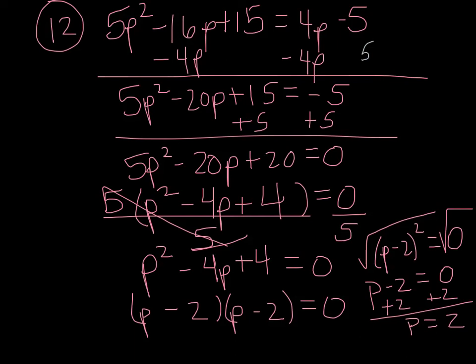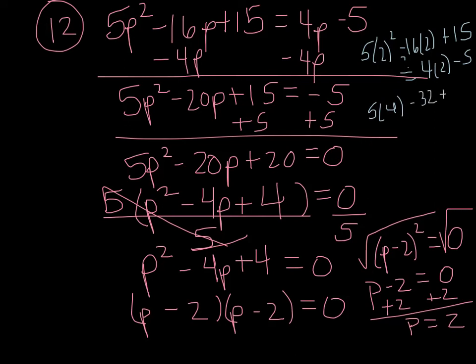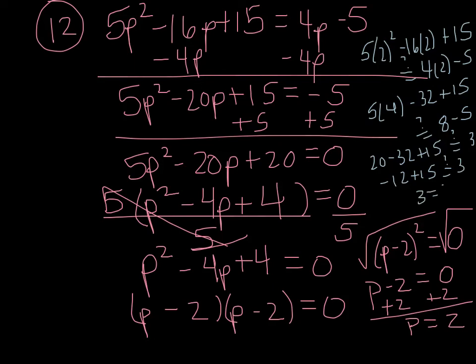So if we do 5 times 2 squared minus 16 times 2 plus 15, I'm checking to see, does that equal 4 times 2 minus 5? Well, on the left side, we'll have 5 times 4 minus 32 plus 15. On the right side, we'll get 8 minus 5. So on the left, 20 minus 32 plus 15. Does this equal 3? Well, we have negative 12 plus 15. So we get 3 equals 3. It checks. We have the correct solution.